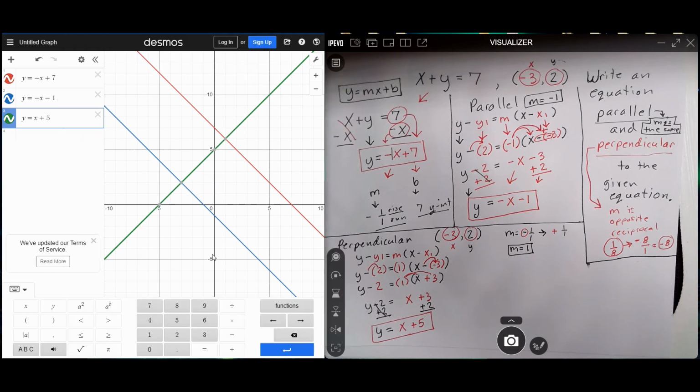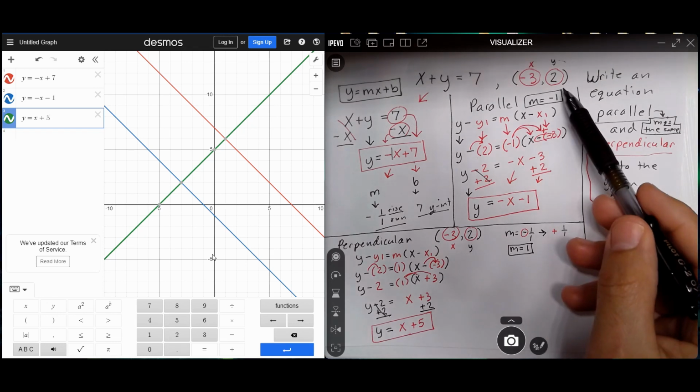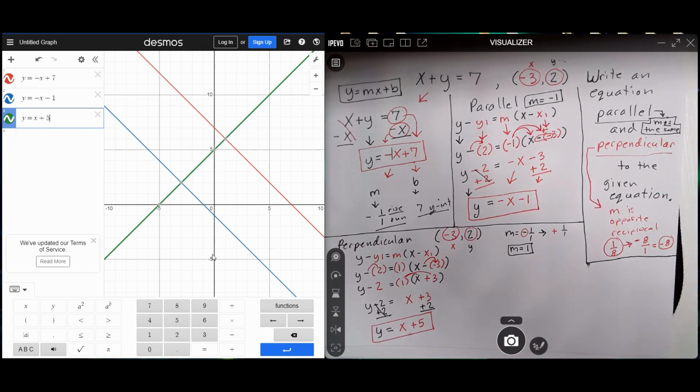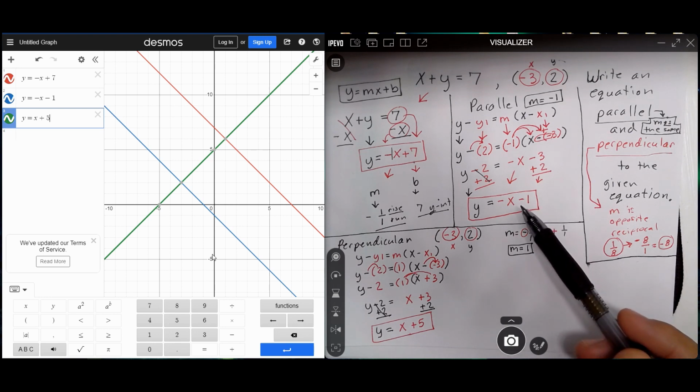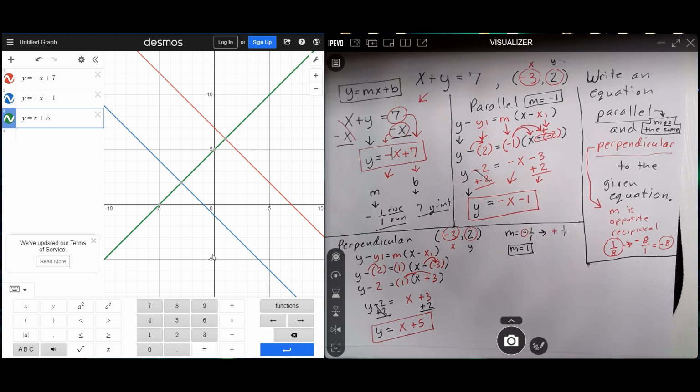On here, it said write an equation parallel and perpendicular to the given equation, right? That passes through point negative 3, 2. Okay, my perpendicular equation is y equals x plus 5. My parallel equation is y equals negative x minus 1. So that's a lot of work for one problem, but that is how you do it.